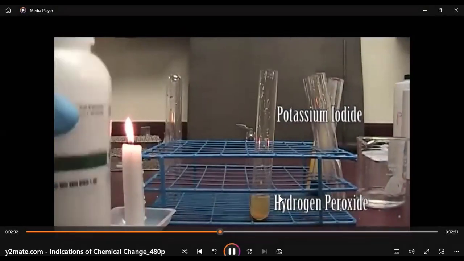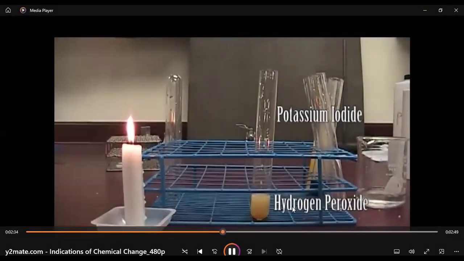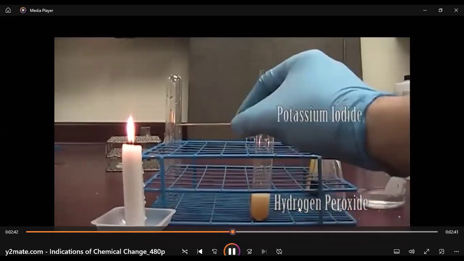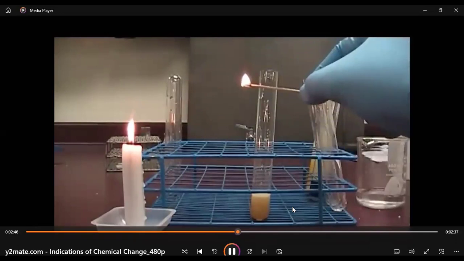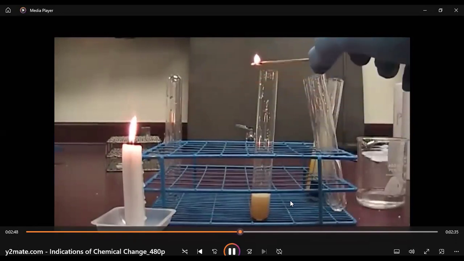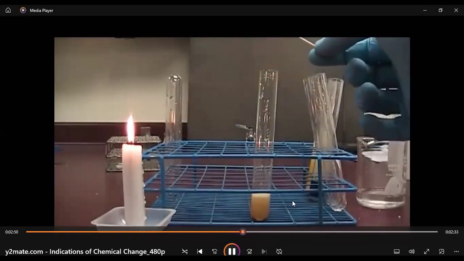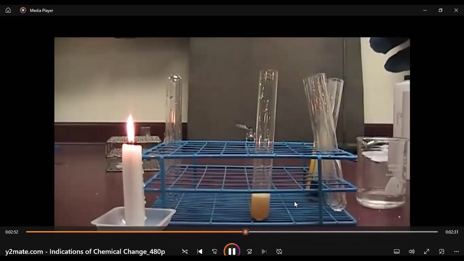Potassium iodide and hydrogen peroxide. Both of them can be found in our homes. Hydrogen peroxide is a sterilizing substance. Here oxygen gas is released. How can we identify this? If we have a red hot match, it will relight again.